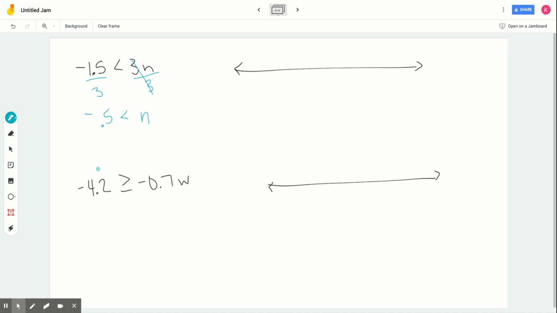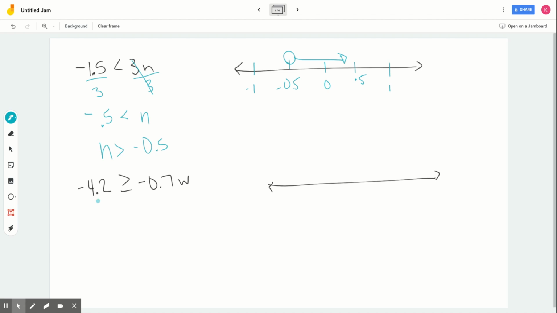But with the variable being on the right, we know that we must rewrite it. So n is greater than negative 0.5. So we're going to go ahead and graph that now. With n being greater than negative 0.5, we use an open circle and shade to the right on our number line.